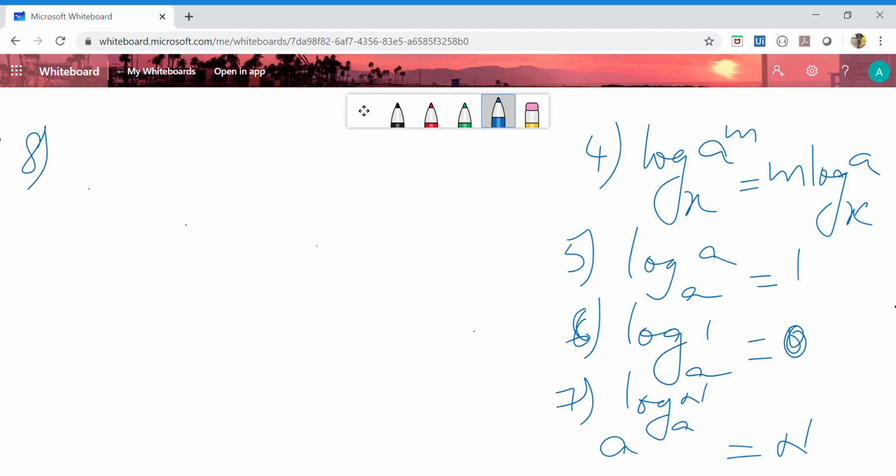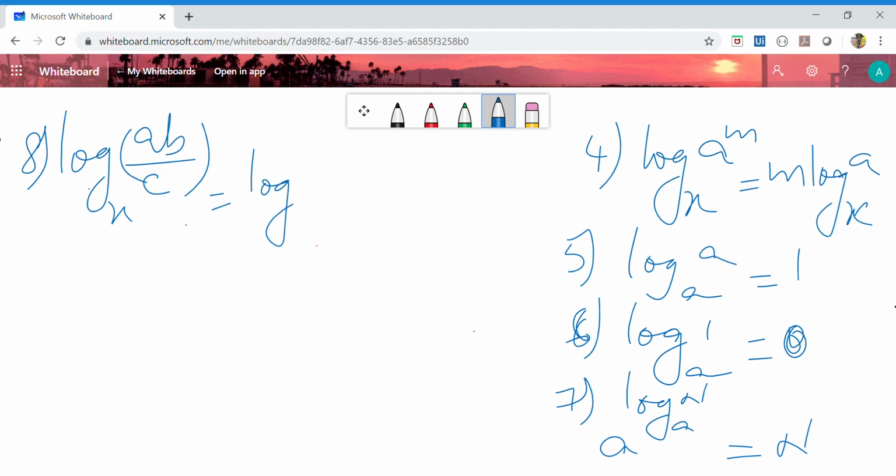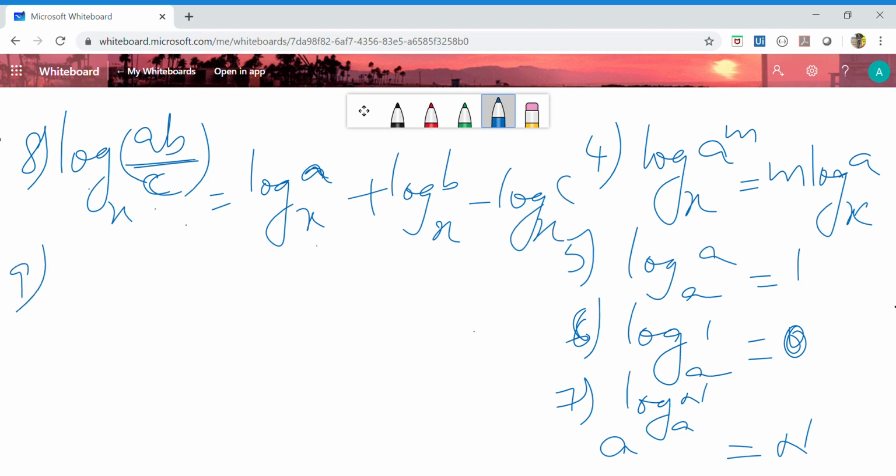And eighth one, log ab by c to the base x is equal to, because a and b are under product, you will get addition: log a to the base x plus log b to the base x. And c is under denominator, so you will get minus log c to the base x. So log ab by c to the base x can be written as log a to the base x plus log b to the base x minus log c to the base x.